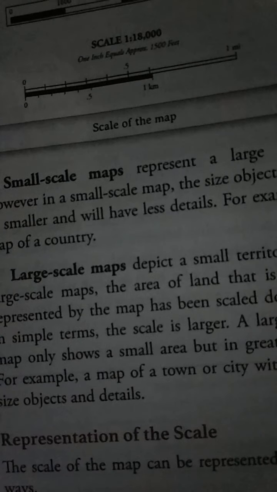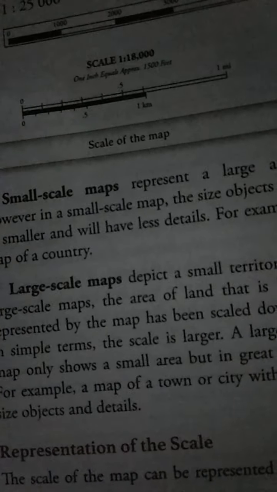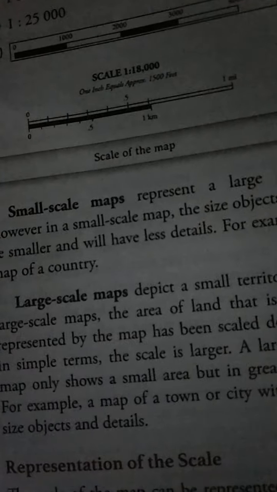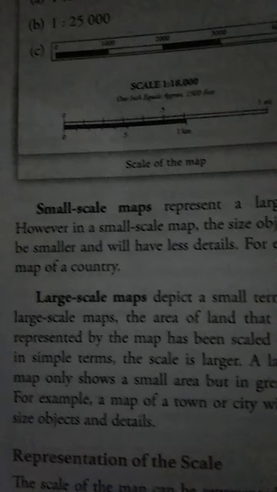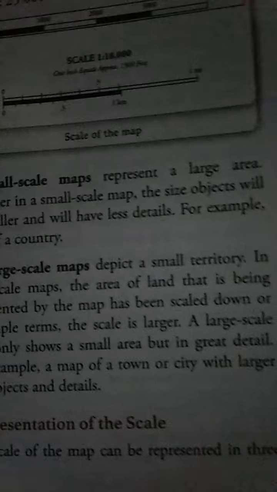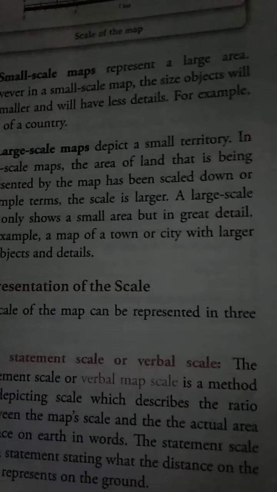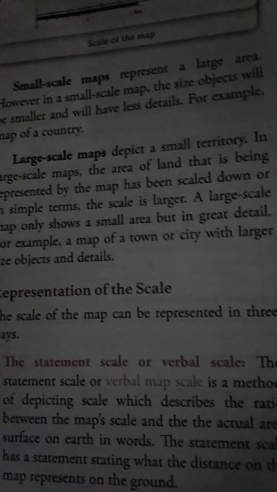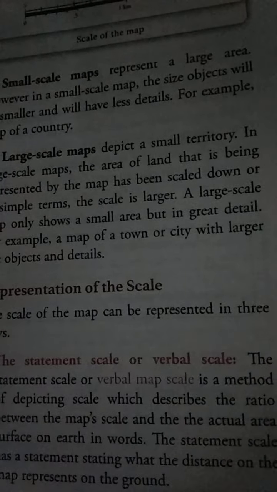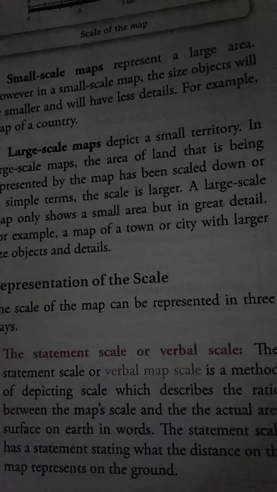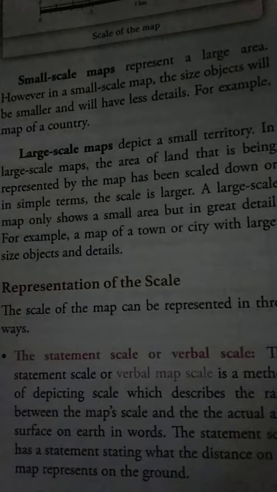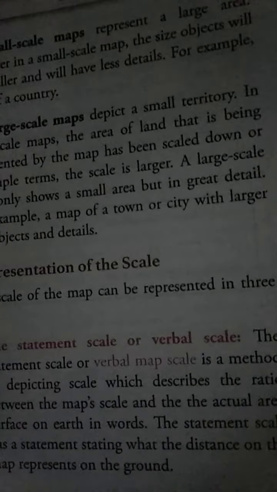On a large scale map, the area of land that is being represented by the map has been scaled down. A large scale map only shows a small area but in great detail. Example, a map of a town or city with larger size objects and details will help you to find out a new school there.